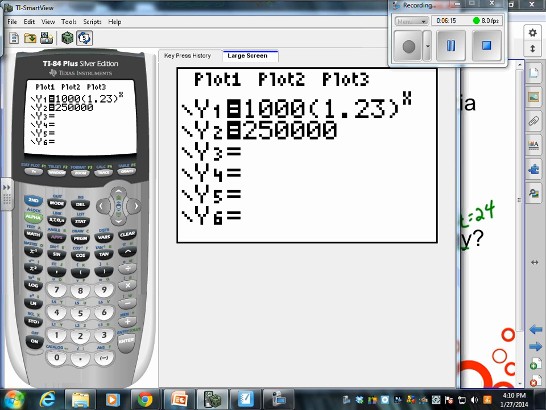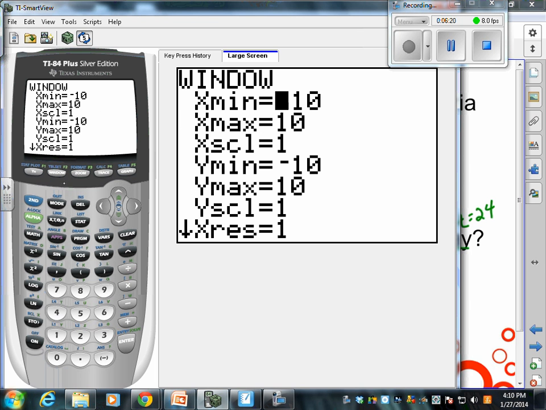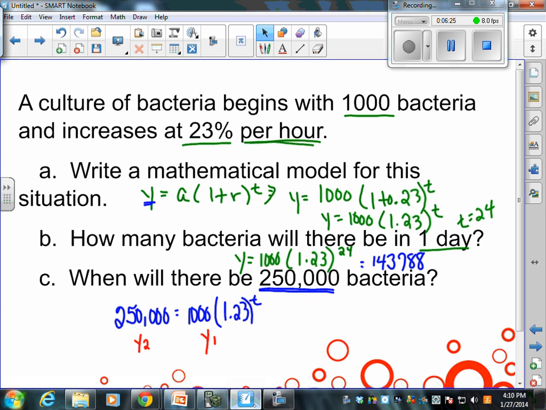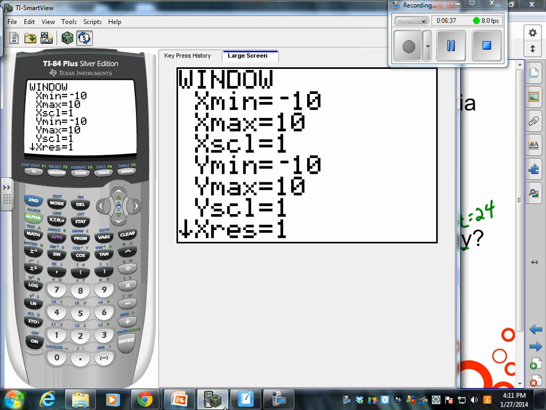Now, this is always the part that we have the most trouble with, and that's setting up our viewing window. So if I go to window, remember that x, which in our original problem was time, stands for time. Well, we know that in one day we had 143,000, so that was 24 hours. So we're going to need to go out several hours to get out to 250,000. So let's try x min to be 0, and we'll try our x max at 50, and we're going to count by tens.